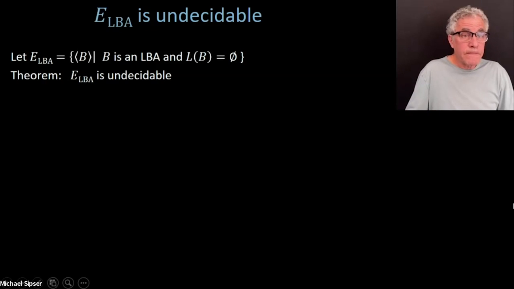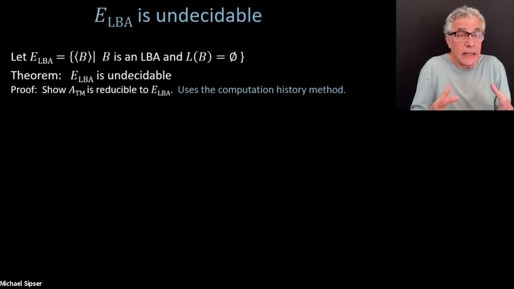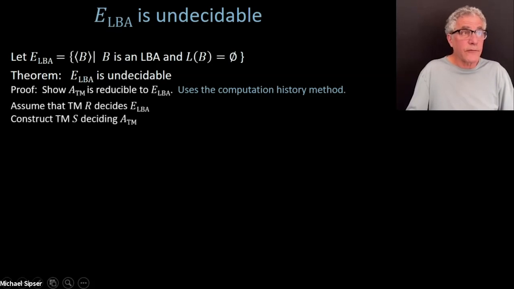So we're going to reduce ATM to ELBA, the emptiness problem for LBAs. So given an LBA, does it accept anything or not? And this is going to use the computation history method. So this will be a chance to illustrate that method for the first time. So the setup initially is just like before. We're going to assume we have a Turing machine that decides this ELBA problem of interest, and we're going to use that to construct a Turing machine deciding ATM for our contradiction.